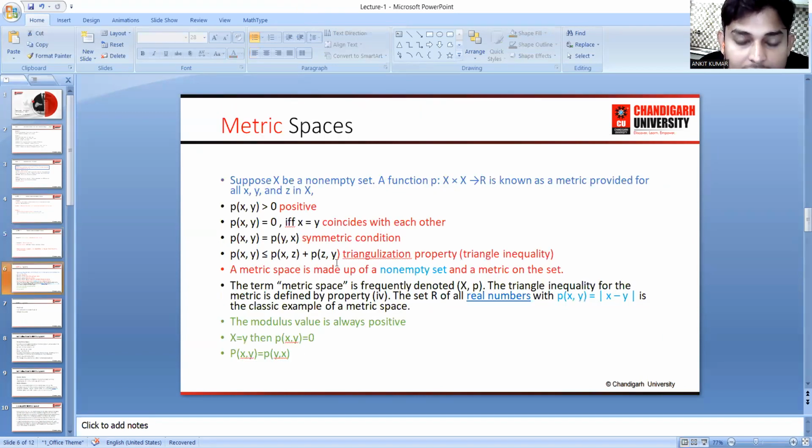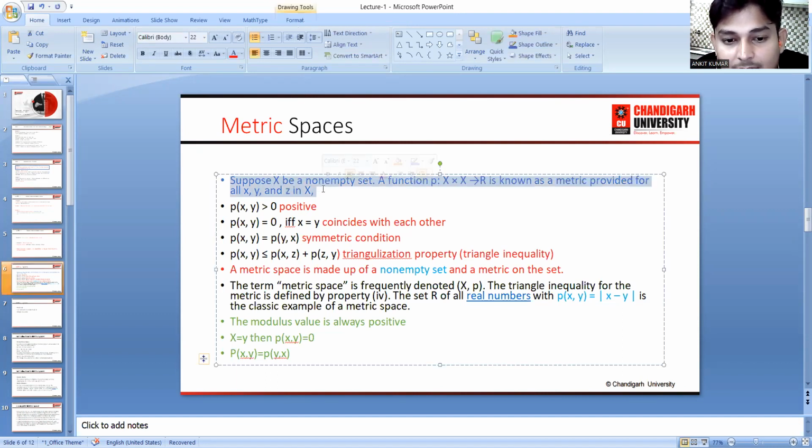So basically, I will start. What is the metric space? Suppose capital X be a non-empty set, a function P such that X cross X to R. Here we take two spaces, and the product of the two spaces is mapped to the one space of R, which is known as a metric.